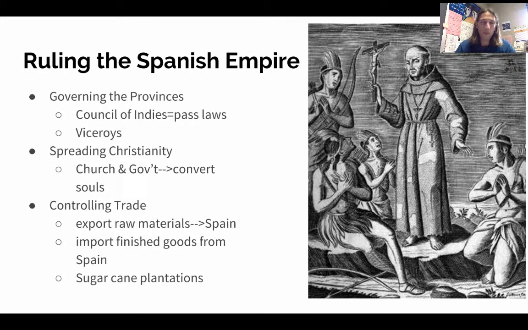One of the things that the government is intent on doing, especially in light of the Protestant Reformation, is attempt to convert Native Americans to Roman Catholicism. And so the church and the government work together to make sure that that's happening. So when we look at how they are ruling, not only are they governing, but they're also trying to impact the religious lives of the people they're ruling over.